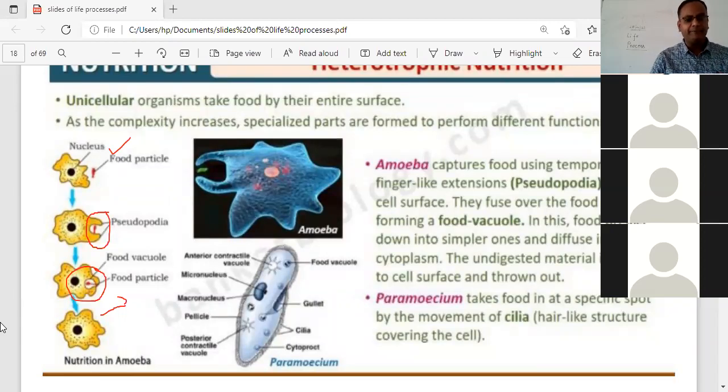Like that, the amoeba, whenever it sees a food particle, extends its pseudopodia and takes the food within the food vacuole. Then, with the help of the digestive enzymes, it breaks the food particle and absorbs the nutrition from it to get the energy. So this is the process of nutrition in the case of the amoeba. Is it clear to all the students?